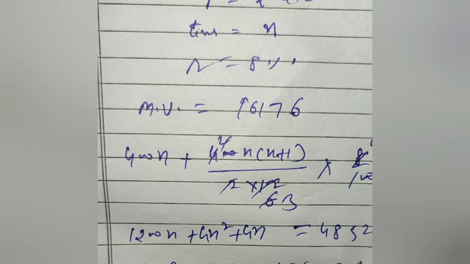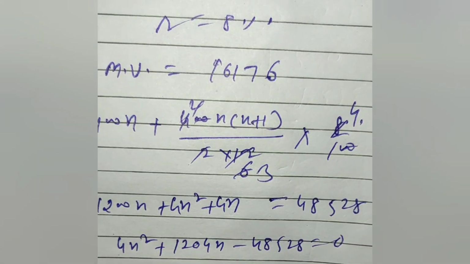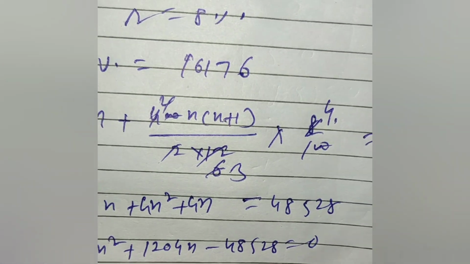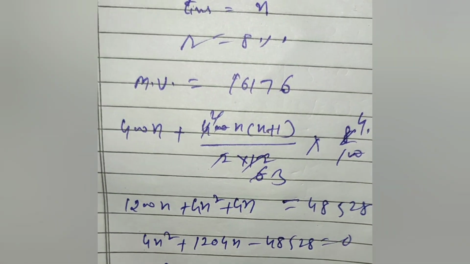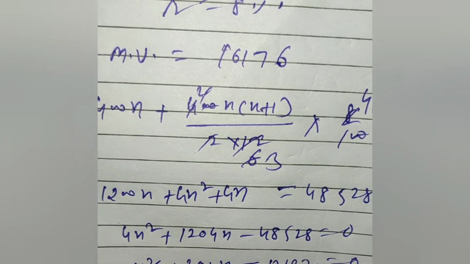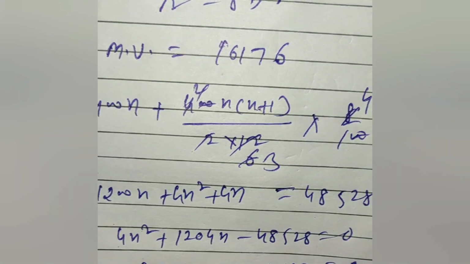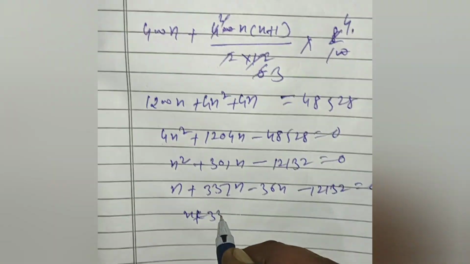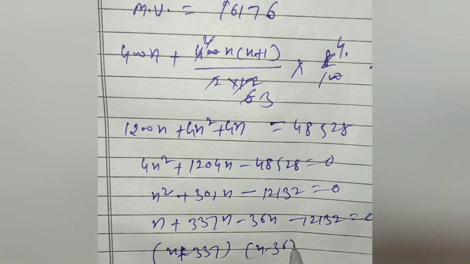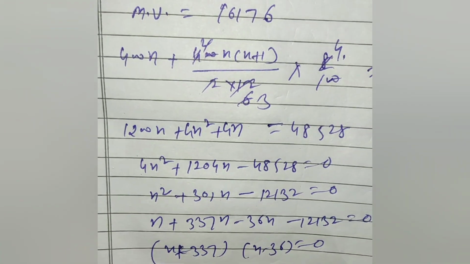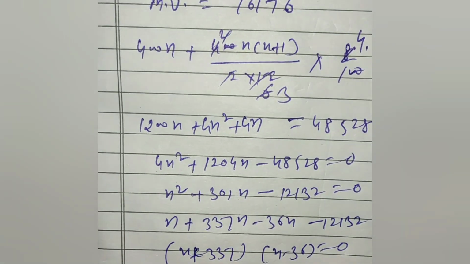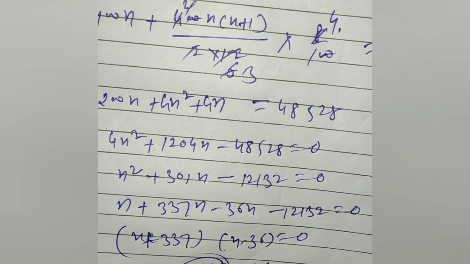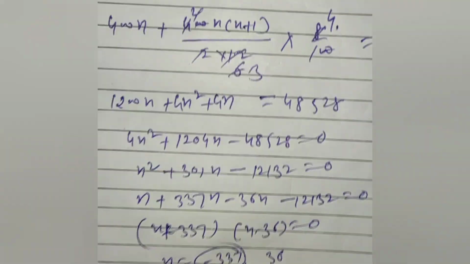Then 4n square plus 1200n minus 48,528. Take the 4 common from here: n square plus 301n minus 12,132 is equal to 0. Its factors are n plus 337 and n minus 36 is equal to 0. So n will be equal to minus 337 and 36. The negative number will be cancelled. So the time will be equal to 36 months, or you can say 3 years, which is your answer.